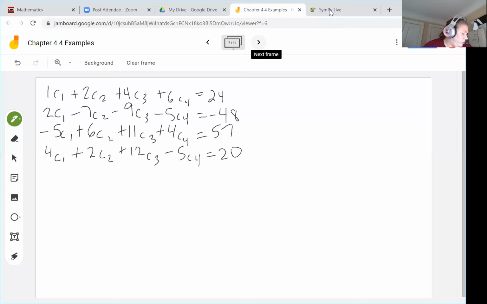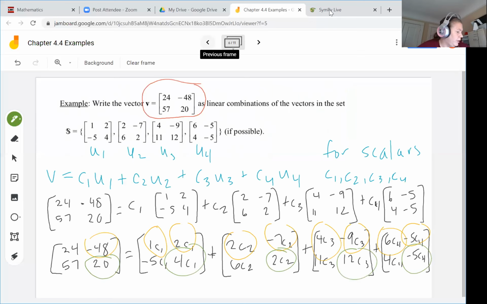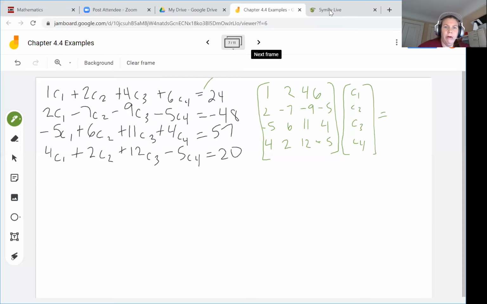Okay, so now I want to translate this into a matrix that I'll be able to solve. So I can rewrite this as a coefficient matrix: 1, 2, 4, 6; 2, negative 7, negative 9, negative 5; negative 5, 6, 11, and 4; and 4, 2, 12, and negative 5, multiplied by our scalars, which are C1 through C4. And this should all equal our solutions, 24, negative 48, 57, and 20 from right over here, as well as being the values in matrix V.